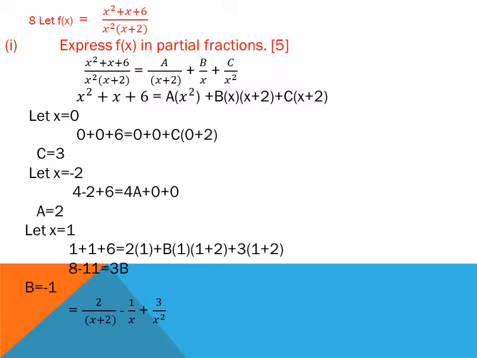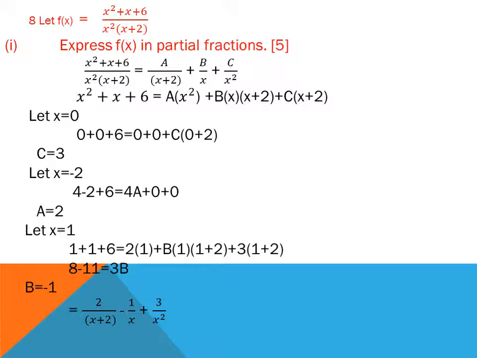The next part is related to partial fractions. Here I use partial fractions. I treat it like a linear equation. Here the denominator is a quadratic, but I use it as linear. Express f(x) in partial fractions: (x square plus x plus 6) over (x square into (x plus 2)) is equal to a over x plus 2 plus b over x plus c over x square.